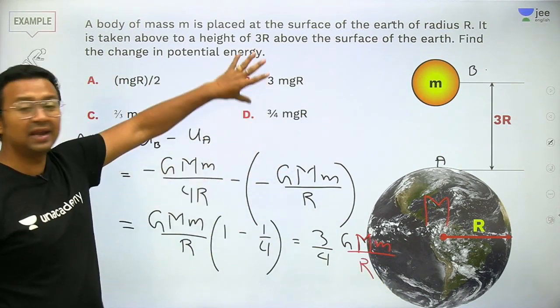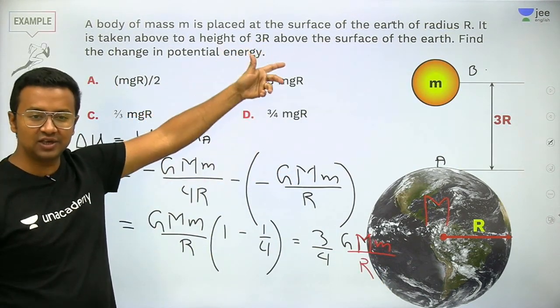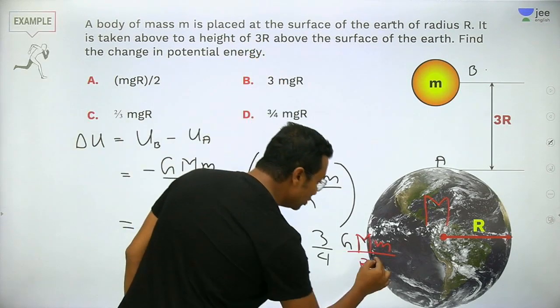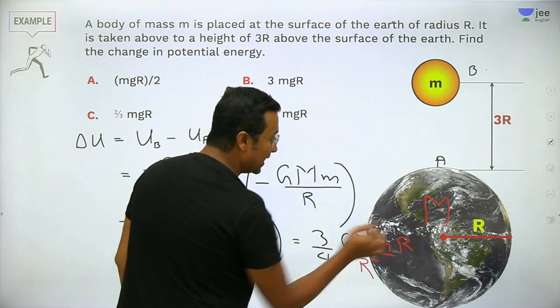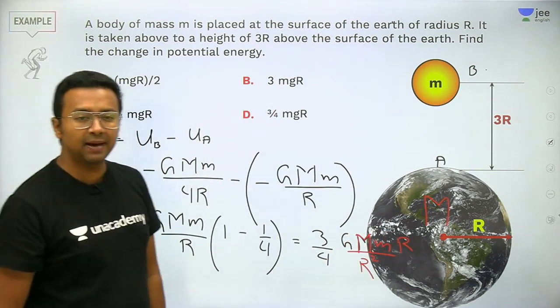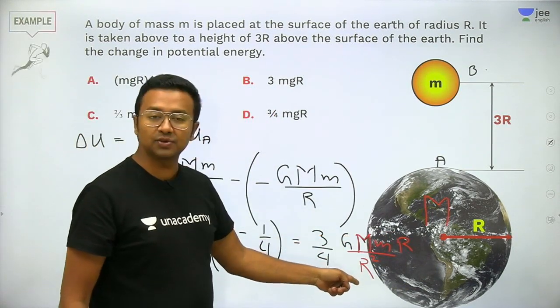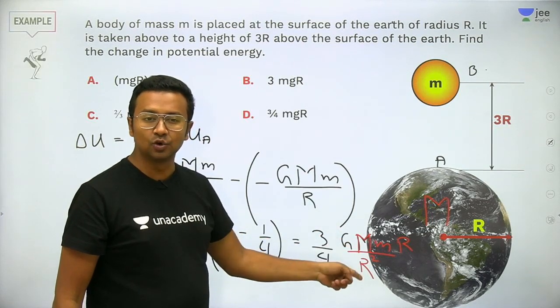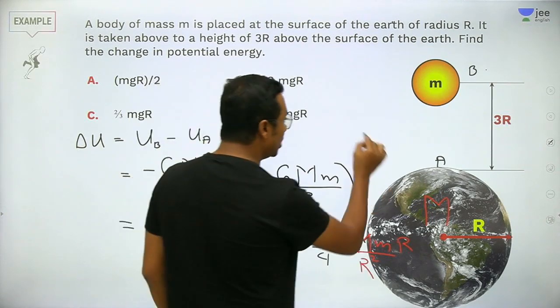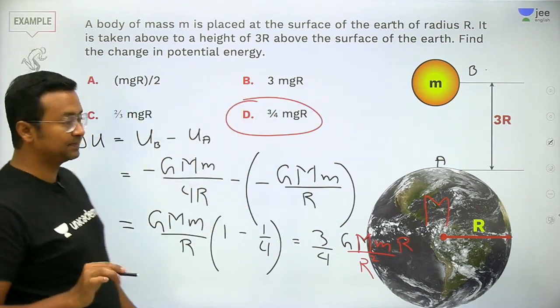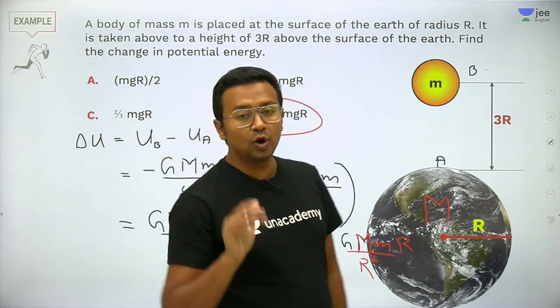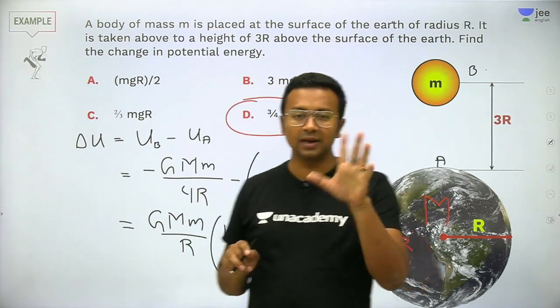Now we have to express the answer in terms of mgR. What you do is multiply the numerator and the denominator by R. G M upon R square is nothing but the acceleration due to gravity. So this will become equal to 3 by 4 mgR. That's the answer.